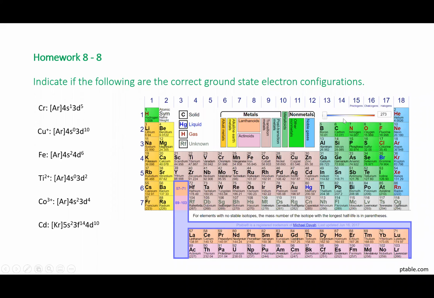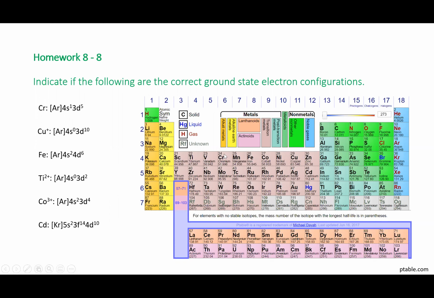So here we're given a bunch of different ground state electron configurations, and we are to determine whether or not they are correct. So let's start with chromium. Chromium might jog your memory, and you might remember that this is one of the exceptions that we have. So it doesn't follow exactly what you would think.